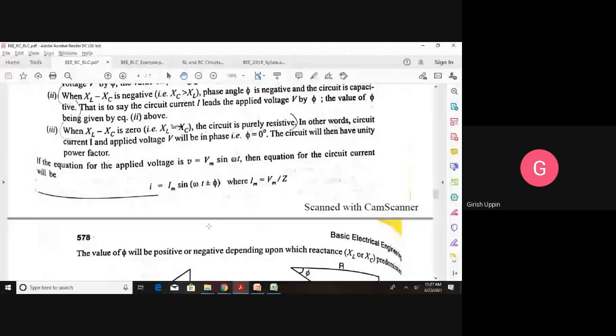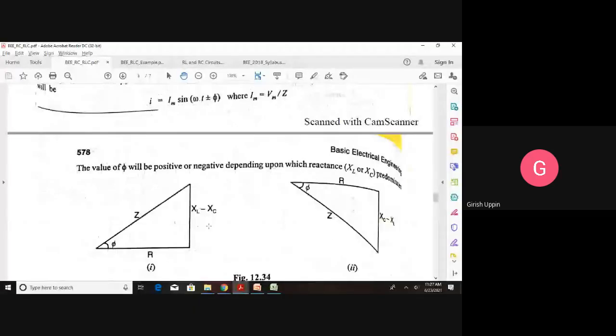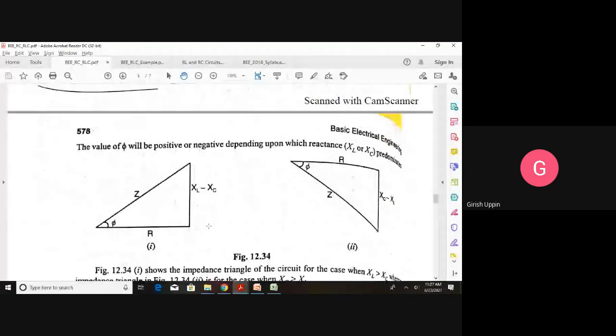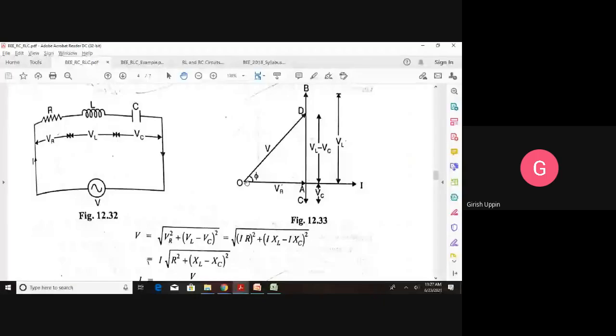So this is the voltage triangle, you just remember this. It is not given separately. This side VR, this side VL minus VC, and this is the applied voltage. So hypotenuse would be the applied voltage, and this is the angle phi. Okay. From this you can write the equation. So you can apply the Pythagoras theorem, and you can find what is tan phi. All those things can be done.